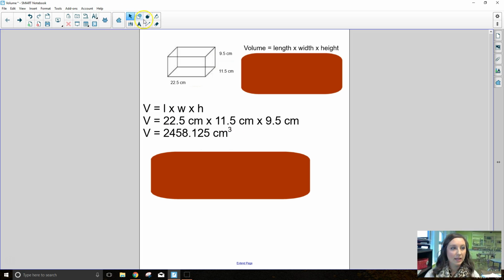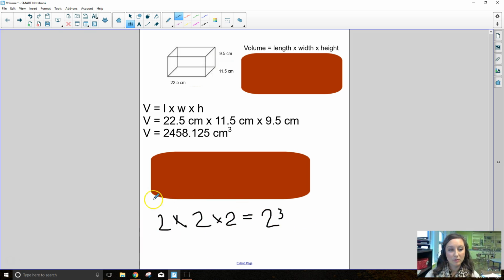If you think about it in math class, if you were to take the number 2 times 2 times 2, and Mrs. Kelly asked you to put this into exponent form, you would do 2 cubed, because we're multiplying 2 times 2 times 2. Same thing here with our units. We're doing centimeters times centimeters times centimeters. So that's where that little 3 comes from.